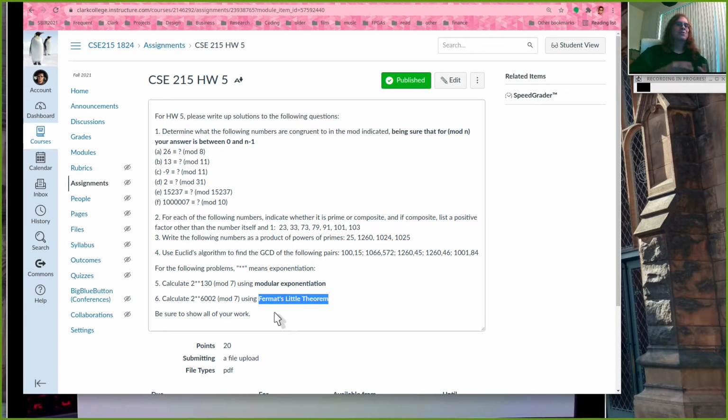So it's this way to shortcut these large exponents. But that doesn't tell us what that number actually is. It just tells us something about it. It doesn't tell us what 2 to the 6,002 is. It tells us what the remainder is when you divide this big thing by 7. So there's information loss.